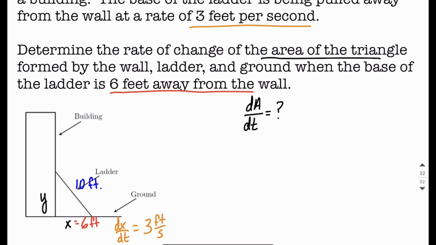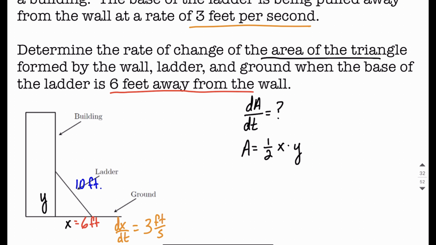Some other things we'd like to outline here. Our area formula for a triangle is just going to be 1/2 base times height. In our case, I've written this as 1/2 times X, our base, times the height along the wall, which is going to be Y. We're going to have to differentiate that with respect to t in just a second.